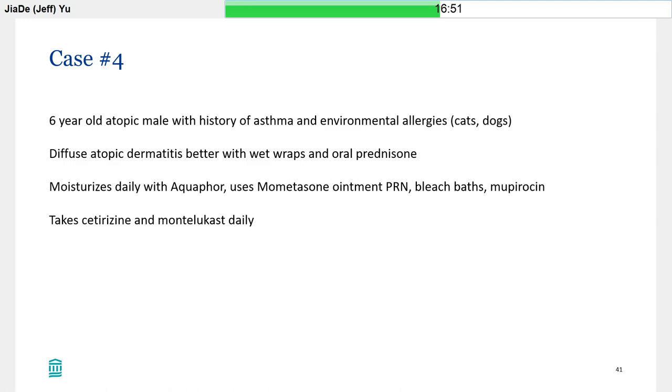So case number four here is a 6-year-old atopic male who has a history of environmental allergies as well as asthma. He had diffuse atopic dermatitis that got better only with wet wraps as well as oral prednisone. They were moisturizing every day with Aquaphor, using different topical steroids as well as bleach baths, as well as topical antibiotics like mupirocin. He took Zyrtec as well as Montelukast every single day, however, continued to have significant flare-ups of his rash.